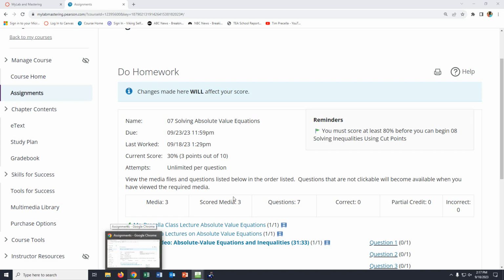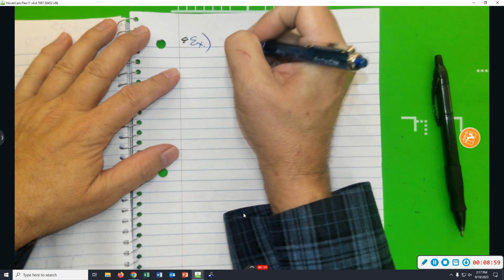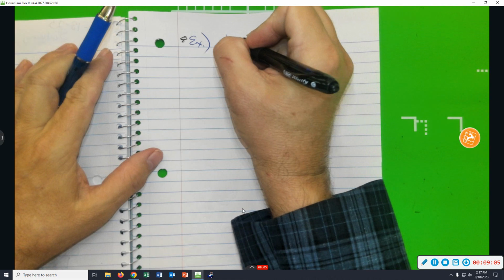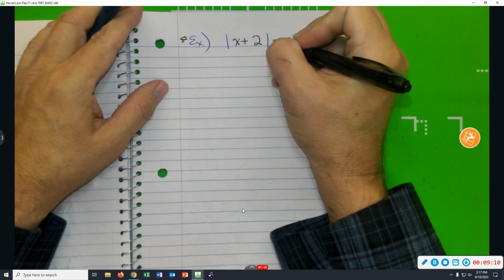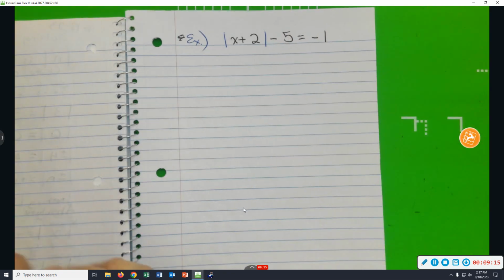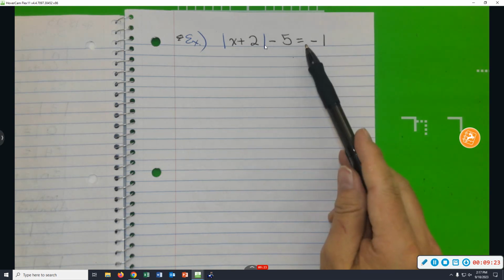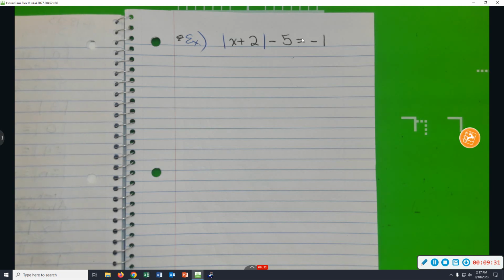There's one other one I want to make up before we start doing the homework. Let's say you have the absolute value of x plus 2, minus 5 is equal to negative 1. This is an equation. Equations have equal signs, and it has absolute value bars. So the terminology, you can impress people if you know the right terminology. This is an absolute value equation.